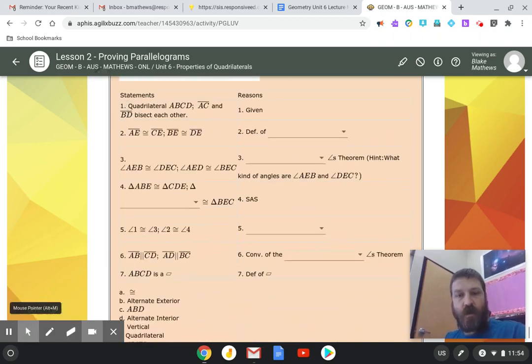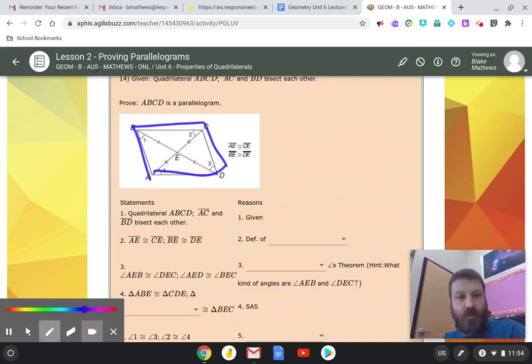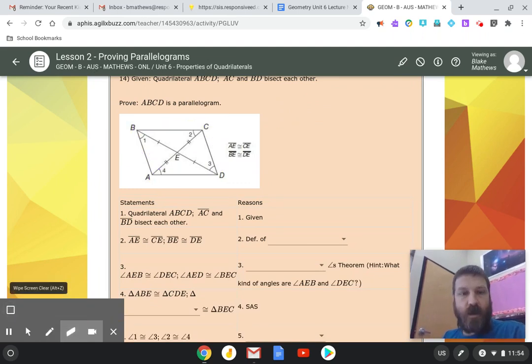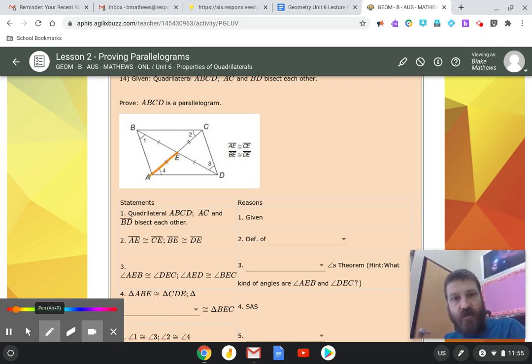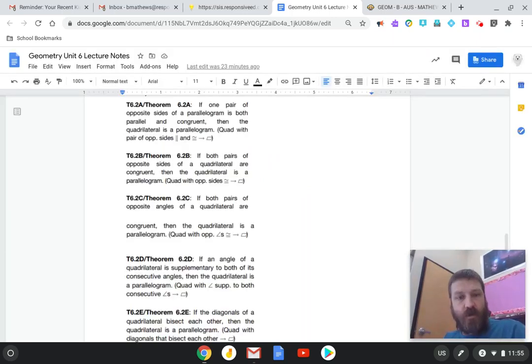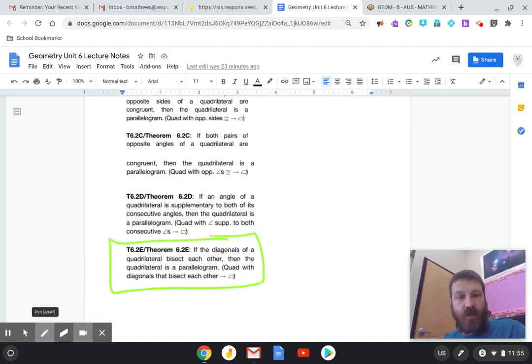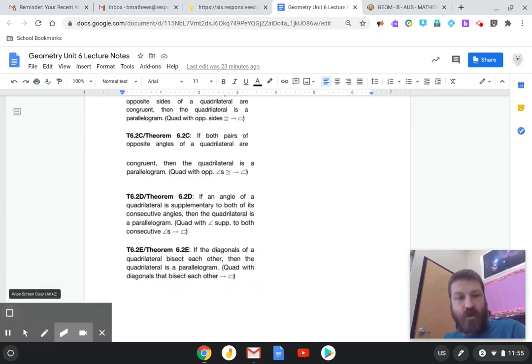Let's jump down here. Okay, a lot more to do in this one. It says, prove that ABCD is a parallelogram. Okay, what are we given? We're given a quadrilateral ABCD. It's this guy. And we are given the fact that AE is equal to CE, that's this and this. And we're given that BE is congruent to ED. So those are the diagonals. If I go back to my lecture notes, I'll notice that that's what we have in 6.2e. If the diagonals of a quadrilateral bisect each other, then the quadrilateral is a parallelogram. So that's what we're trying to prove here.